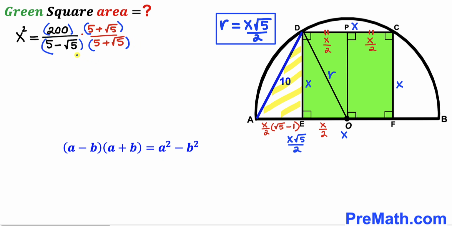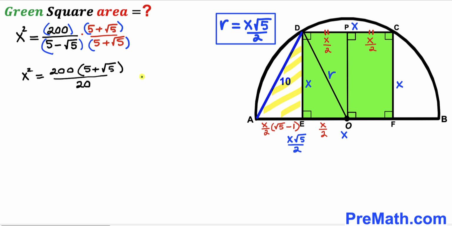So our denominator, when we multiply these two, we get 5 square is 25 minus square of square root of 5 is 5. That gives us 20, as you can see in this next step. And now we can see 20 goes into 200 10 times. So our x square value simply turns out to be 10 times 5 plus square root of 5 square units.